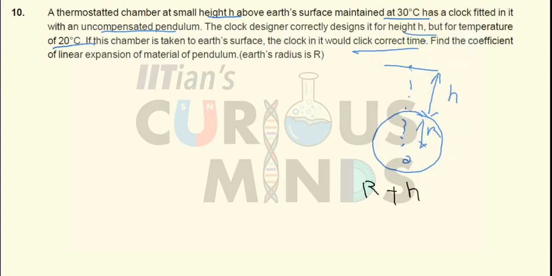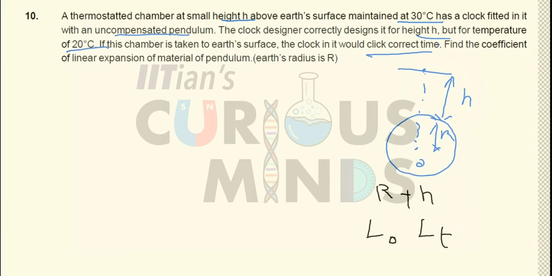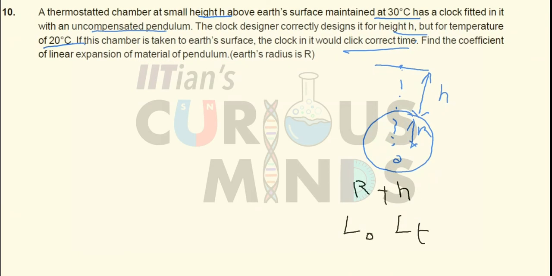Now it is perfectly manufactured for this height, but not for the temperature. It is made for 20 degrees Celsius. Let the length of the pendulum at 20 degrees Celsius be equal to L naught, and at 30 degrees Celsius let it be equal to LT. So what will be the time period at this height?